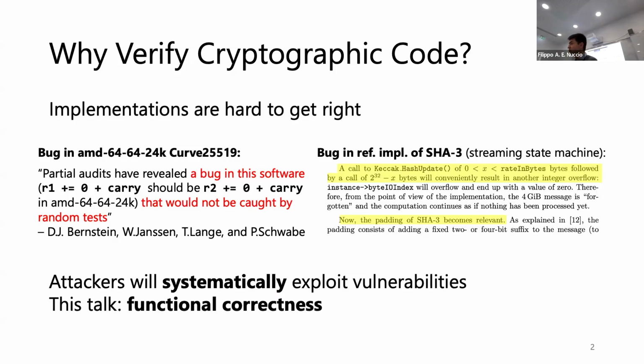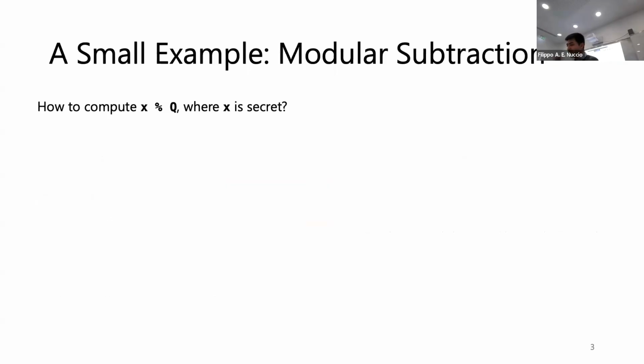So this is why we want to have a very high level of guarantees. This is why we want to have verification. And in the context of this talk, I'm going to focus on functional correctness. Now, let me give you a very concrete example of the kind of things we do.